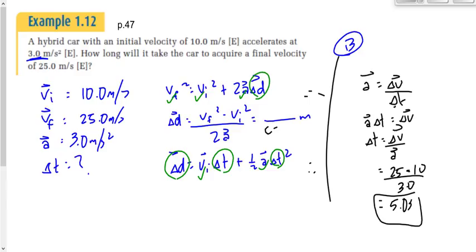By the way, how many digits should this be? I said 2 there, but how many should it be? Riley, was your hand up there? Yeah, it should be 2. This is 3. This is 3. This is 2. And my final answer should go according to the least precise piece of data there. 2 digits.